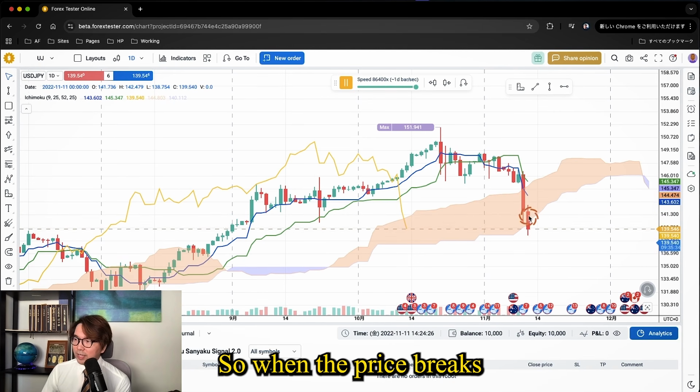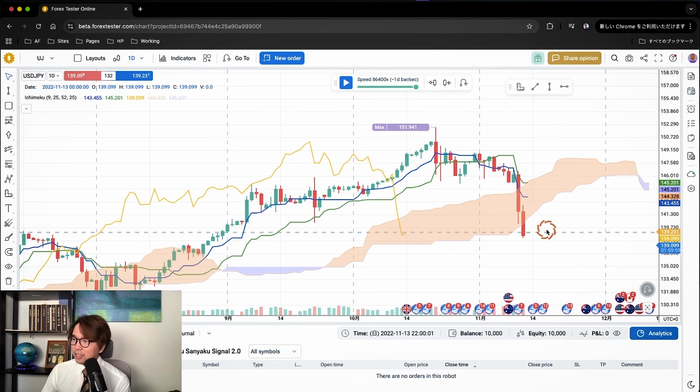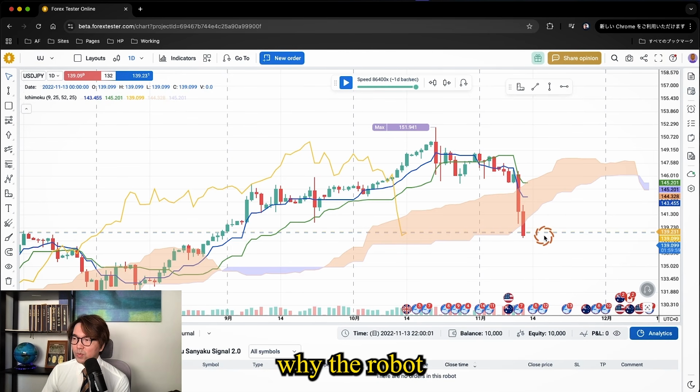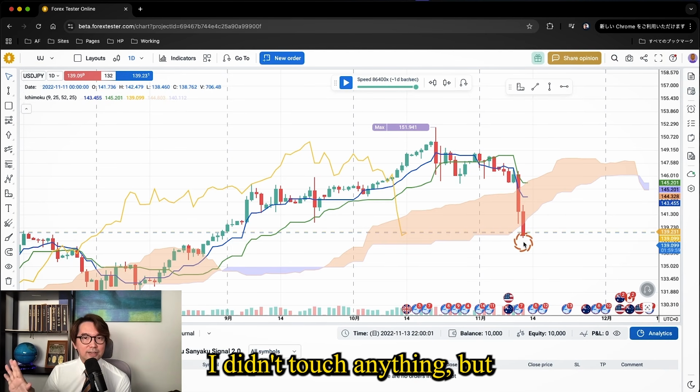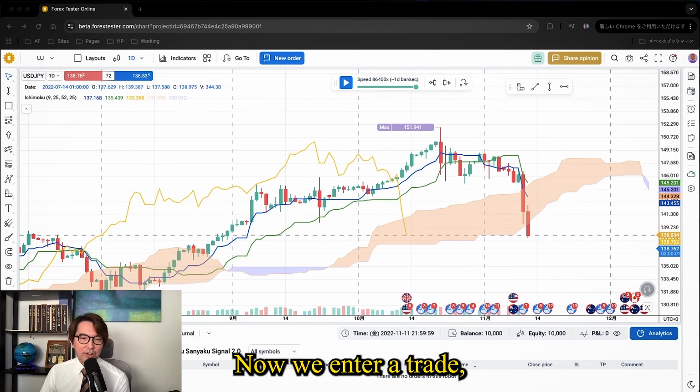So when the price breaks below the Kumo, below Senkou span B, this is going to be Sanyaku. Okay, now Sanyaku is here, so that's why the robot stopped automatically this way. I didn't touch anything, but the robot stopped by itself. Now we enter a trade.